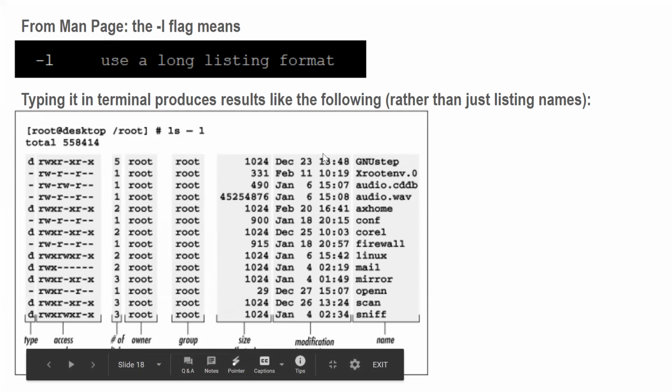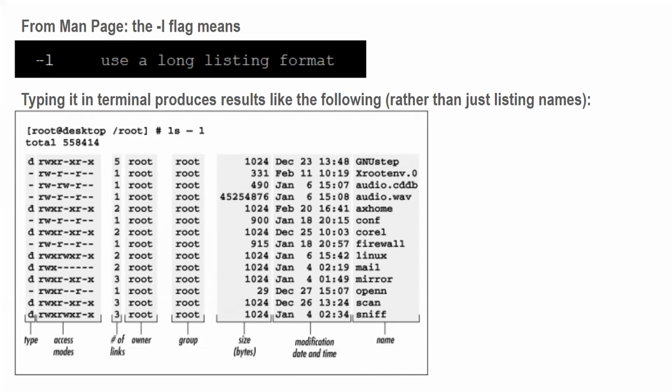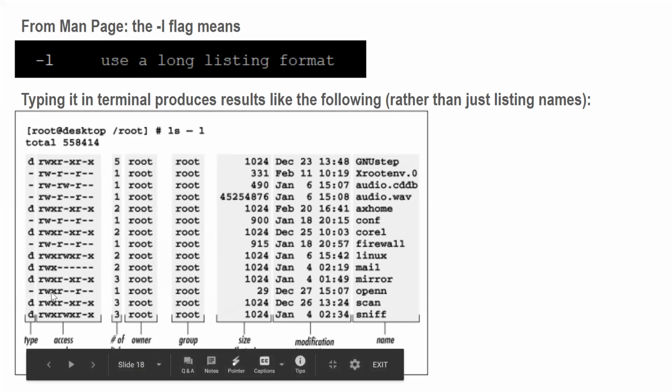Here's the size, here's the modified date, and here's the name. So this is just an example of seeing the -l option, trying it out, and this is the kind of output you get.